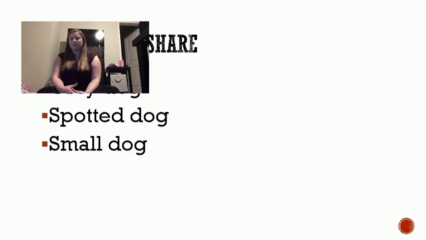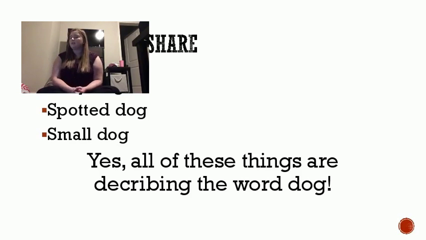Now, what about the first word? What does that first word do to the second word? Joseph, what do you think that first word is doing? Okay, it's describing the second word. It's describing the dog, right? Like we did in our little brain teaser. Let's see what our next slide says. And so you're exactly right, Joseph. Yes, all of these things are describing the word dog. They're telling us more about the dog that they're talking about in that phrase. There's a gray or a spotted or a small dog.